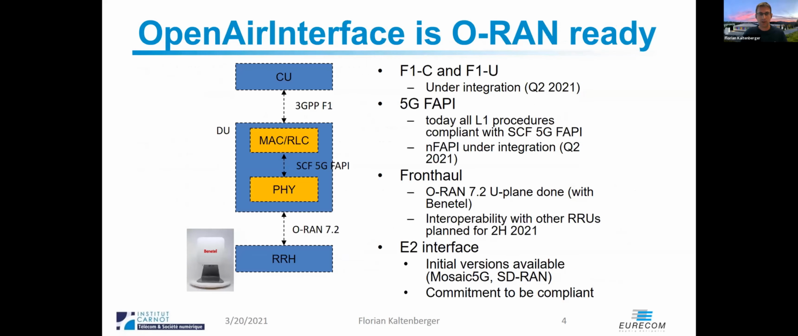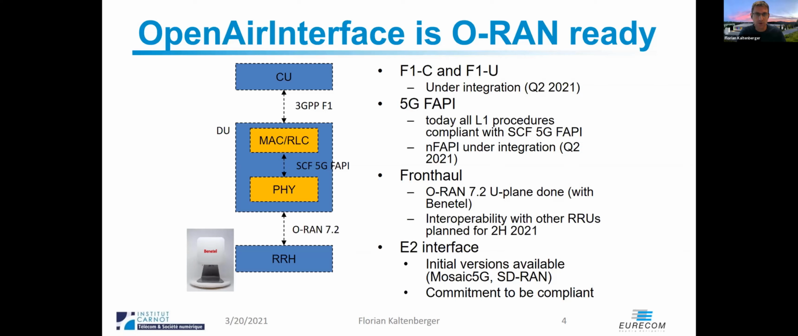Coming back to the title of my presentation, OpenAir Interface and OpenRun are the perfect couple, because OpenAir Interface gives you the tools to implement an OpenRun-compliant network. Here on the left you see a figure similar to the one Sachin showed, a subset of it, with the different elements in an OpenRun network: the CU, the centralized unit, the distributed unit, and the remote radio unit. Today we support all these interfaces, or we're just about to release them. The F1 interface is almost ready. The F1C has even been tested with a commercial CU.